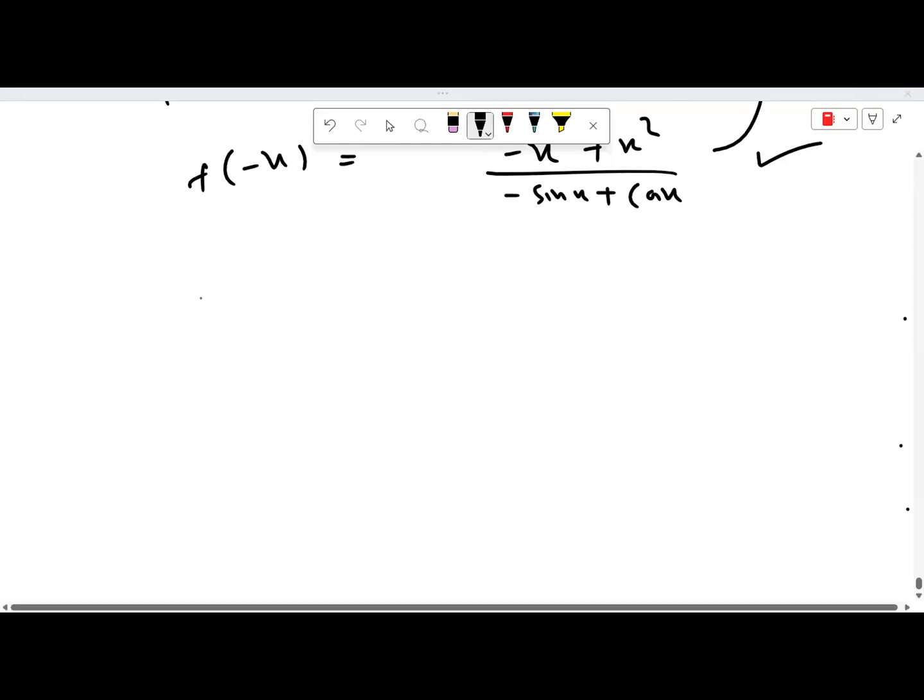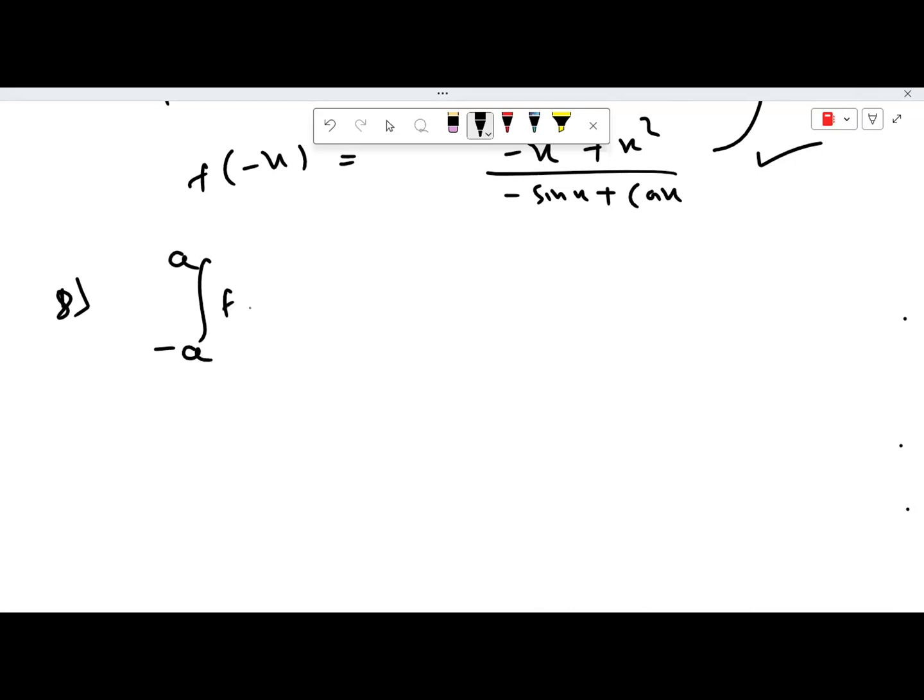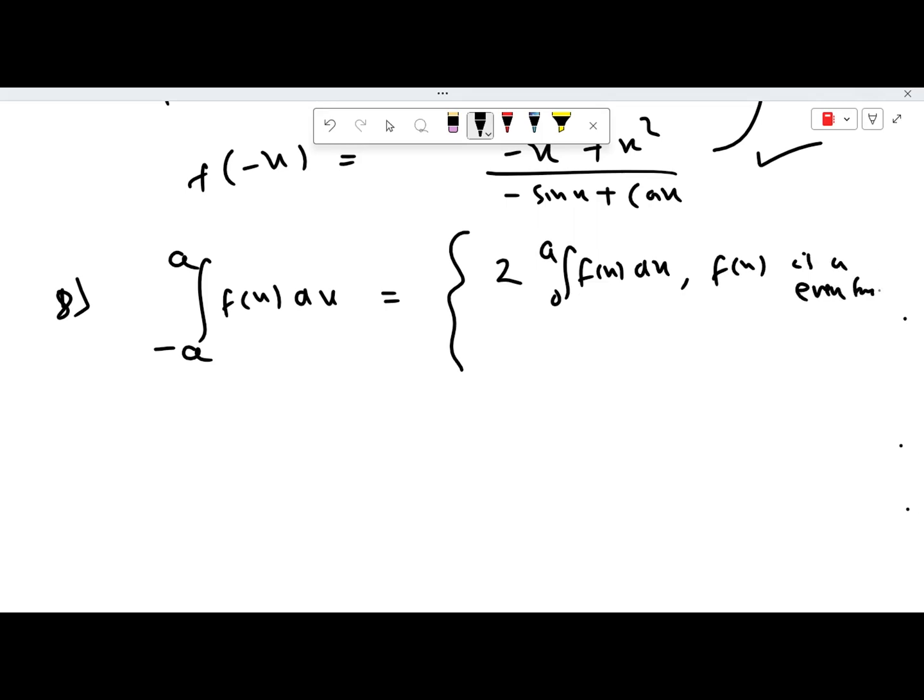All right, then the next property is based on this. I think that's the eighth property. The property says if you have integration from minus a to a f of x dx, then this is either 2 times integration 0 to a f of x dx. This is when f of x is an even function. And this becomes 0 when f of x is an odd function.